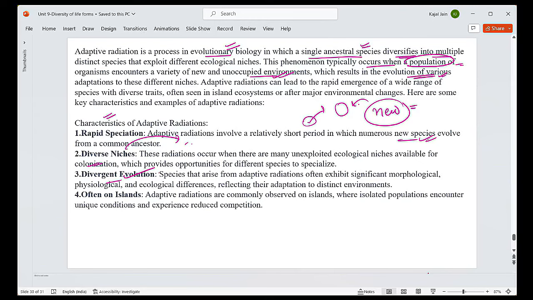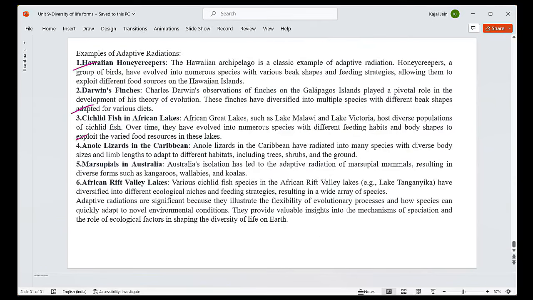Divergent evolution: obviously the common ancestor is there and they're trying to adapt to various different types, so divergent evolution is occurring. Then it often occurs mainly on islands, where you see isolated populations. Then you have examples. The most common example is Darwin's finches, because they diversified into different beak shapes based upon the conditions that were prevailing, based upon the type of food that they were able to take up. Based on that, they showcased adaptive radiation.